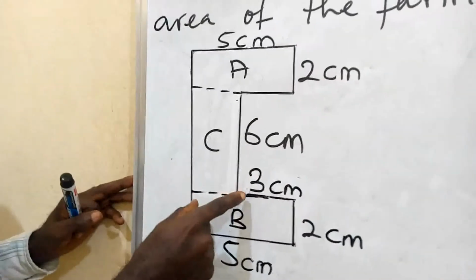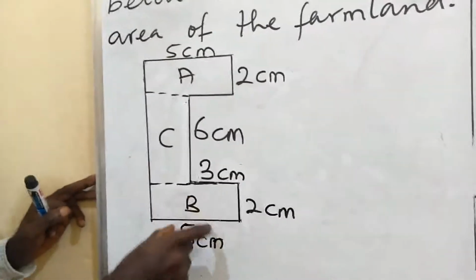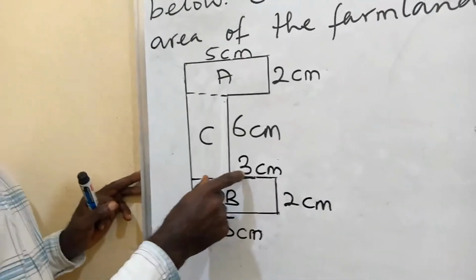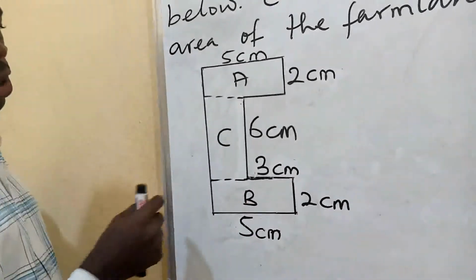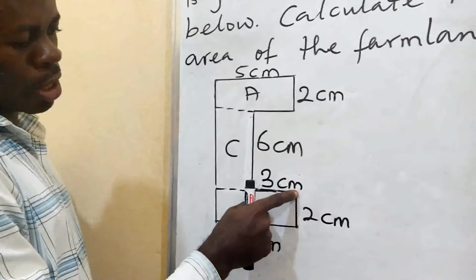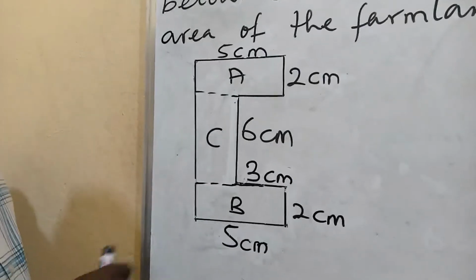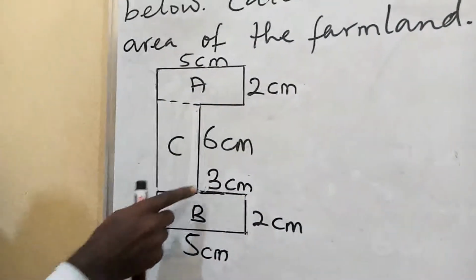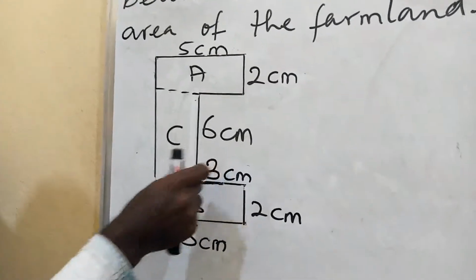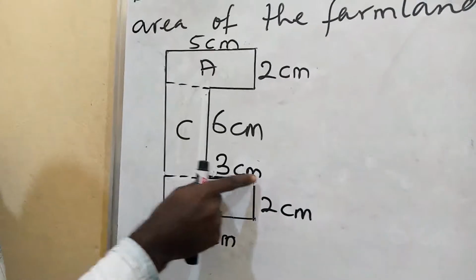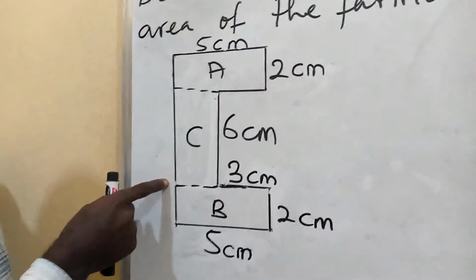So if this other side of this rectangle is 5 centimeters, this other side will be what? Also 5 centimeters. That is, from this point to this point will be what? 5 centimeters. From here to here will be 5 centimeters. Also from here to here will be 5 centimeters. So if from this point to this point we have 3 centimeters, that means from here to here, when we add it to 3, we are going to have this other length. Alright? So what will you add to 3 to give you 5 centimeters?